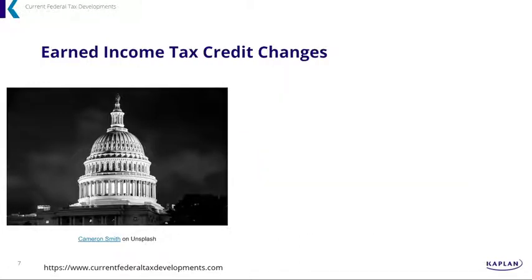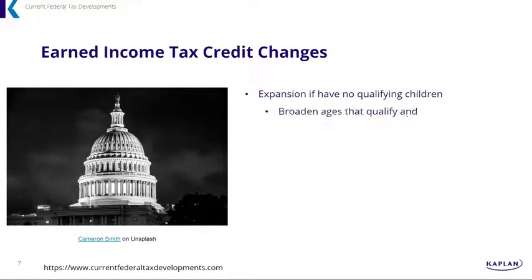We also have a few changes in the earned income tax credit. These basically expand the earned income tax credit in certain ways. The first thing is there's going to be an expansion if you have no qualifying children. Previously, if you had no qualifying children, you had to have attained age 25 by year end, but not have attained age 65 by the end of the year.